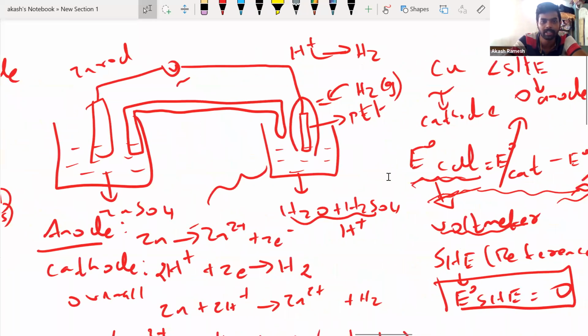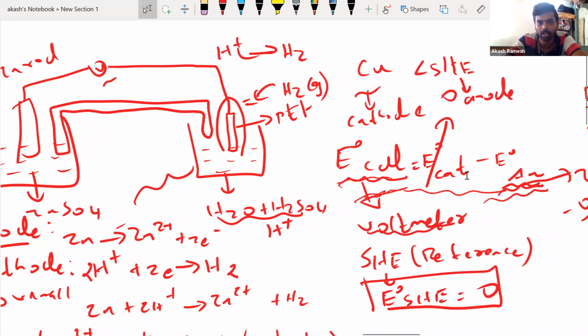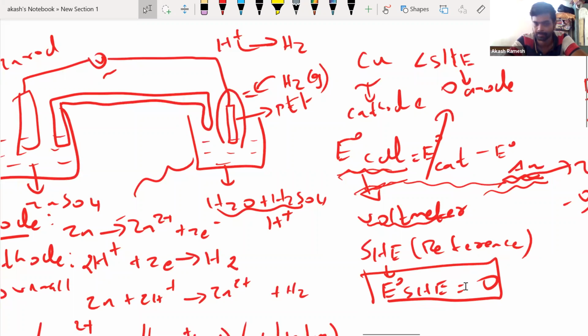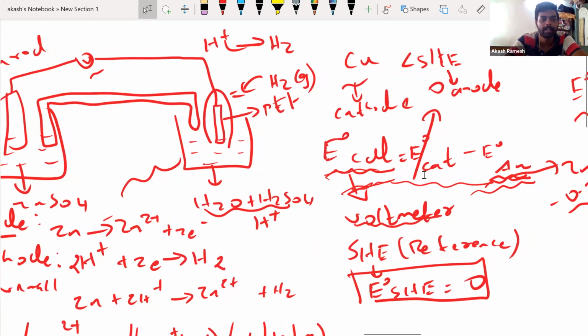Very simple, right? You can see E0 cell is going to be E0 cathode minus E0 anode. We already know this. Now what you have to understand is, for the standard hydrogen electrode, the reduction potential is 0. I told you that the SHE is going to act as the reference, so E0 of SHE is going to be 0 by default. The voltmeter will show some reading, and that is E0 cell. In the cathode side, I have the SHE, so that becomes 0. Whatever potential is shown by the voltmeter will be the potential of the anode.